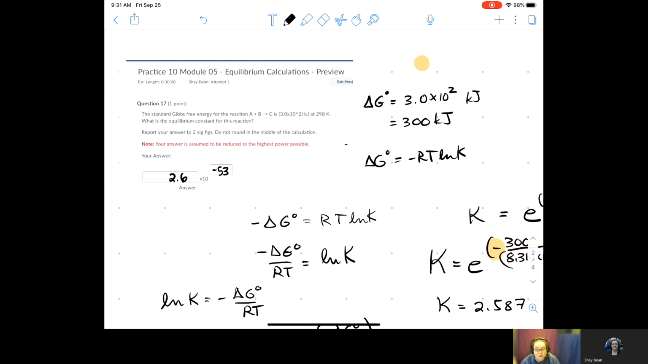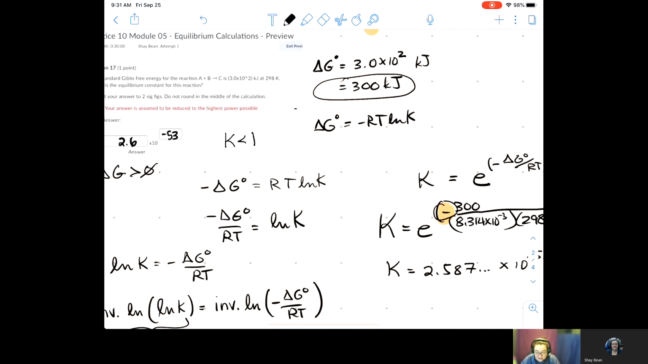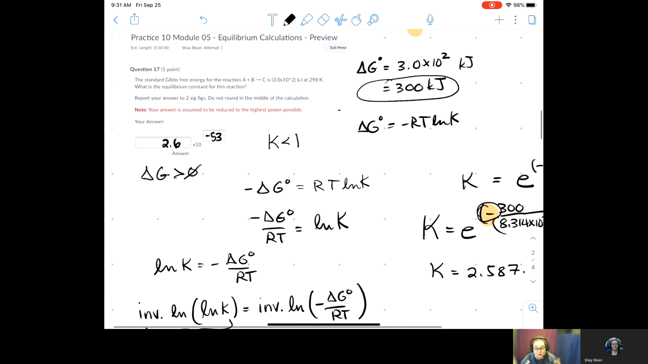Just a quick note for the end of this problem to make sure it makes sense. My delta G naught was a positive 300. That indicates that this reaction is not spontaneous, and my K is less than 1, which also indicates that my reaction is not spontaneous. Those should agree. If you have trouble with this minus sign, like I said, a lot of times you forget the minus sign. That's a common mistake. You'll end up with the wrong agreement on whether or not the reaction is spontaneous. So that's a good quick check just to make sure you haven't made any math errors. So there's how we calculate that.